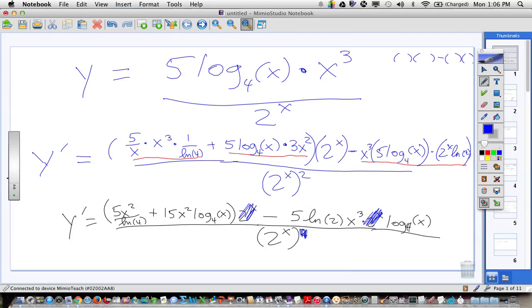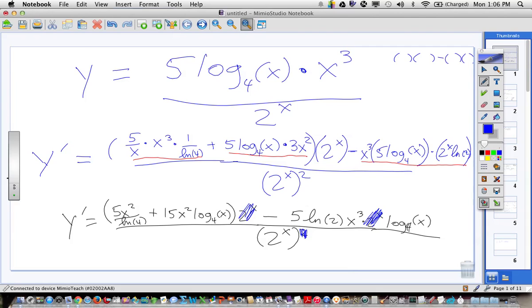I kind of got out of order here because I forgot the 1 over ln 4. This is one of the things I was telling you I made a mistake on this morning. Because the rule for log base 4 says you got a 1 over ln 4. Then we leave the x cubed alone, so that's in there, plus the 5 log 4 left alone, times the derivative of x cubed, which would be 3x squared. So all of that was just the product rule, doing the derivative of the top.